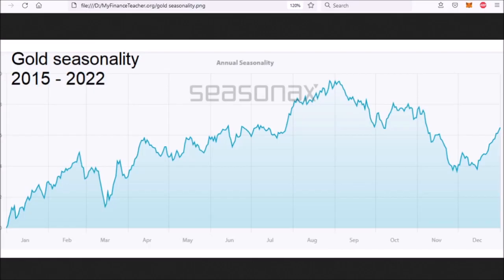And lastly, let's have a look at seasonality in gold, although I much prefer looking at cycles rather than seasonality. And this is the seasonality chart for 2015 to 2022, since the beginning of the ongoing bull market in gold. And we see that seasonality doesn't actually contradict what we expect over here. Usually gold does drop down into early May.